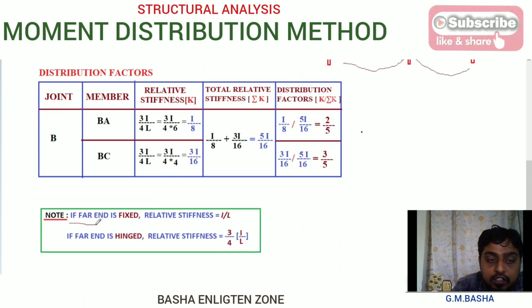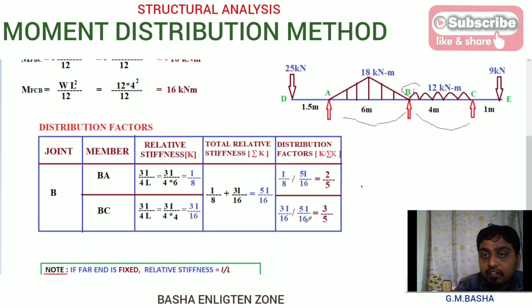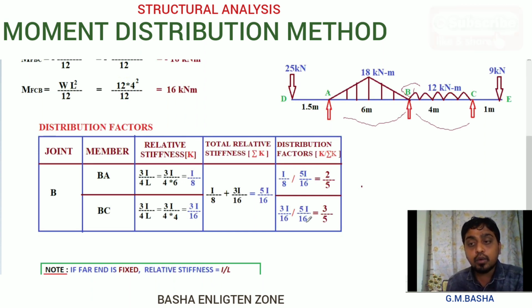Then I told in the first class one note point. If the far end is fixed, your relative stiffness will be I by L. If the far end is hinged or simply supported or overhanging position, your relative stiffness will be 3 by 4 times of I by L. You please remember, whenever the far end is fixed, then only your relative stiffness will be I by L. If your far end is hinged or simply supported or any other overhanging position, then your relative stiffness will be equal to 3 by 4 times of I by L.